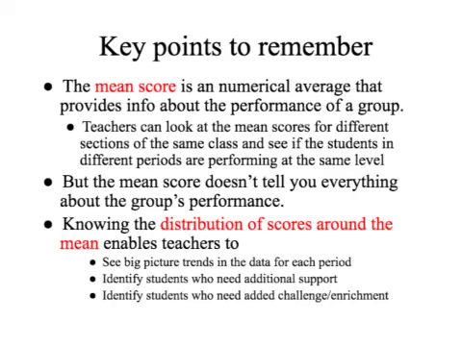So the key points to remember about the mean and distribution around the mean is that the mean score is a numerical average that provides some info, but not all the info about student performance. And whenever possible, you want to look also at the distribution of scores around the mean, because that enables teachers to see big picture trends in the data, to identify the students who need additional support, and to identify the students who need added challenge or enrichment.